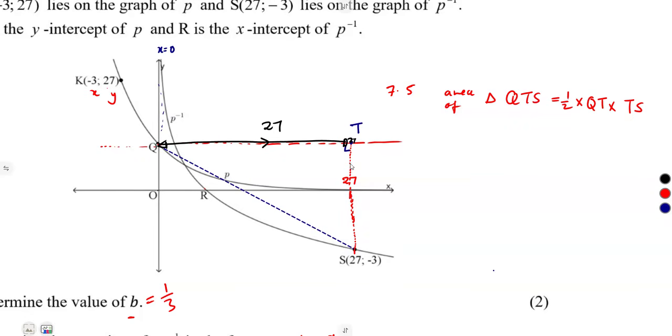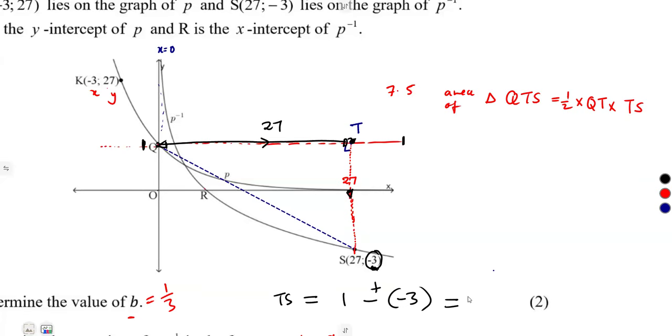Then our TS is the length here, this one. We're going to consider this is a vertical line. So the y value at T is the same as the y value at Q. Remember at Q, we said the y-intercept there is 1. So the y value at T is 1. The y value at S here is -3. So TS is going to be the difference, the distance: the y value at T, which is 1, minus the y value at S, which is -3. So that's the distance.